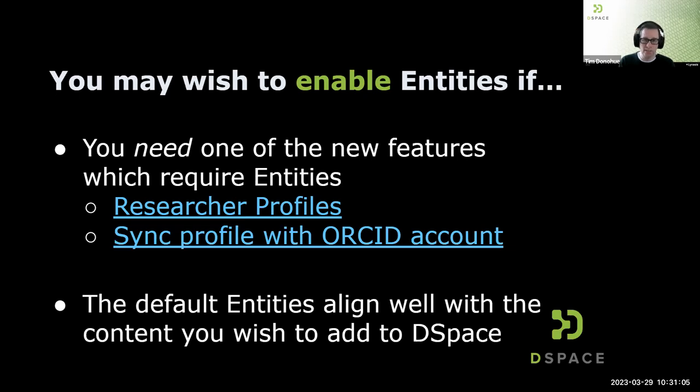You also might want to enable entities if the default entities that are available out of the box, like the journal hierarchy system or the basic CRIS-like entities, align well with the content that you want to put in your DSpace. You might want to turn those on now and start using the custom submission forms to allow you to submit a person entity into DSpace or allow you to submit an entire journal hierarchy into DSpace. You may want to get started with those right away if that's content you're already wanting to store and wanting to represent better within DSpace. So those are scenarios where definitely you would want to enable entities if you need to meet those needs at your local institution.